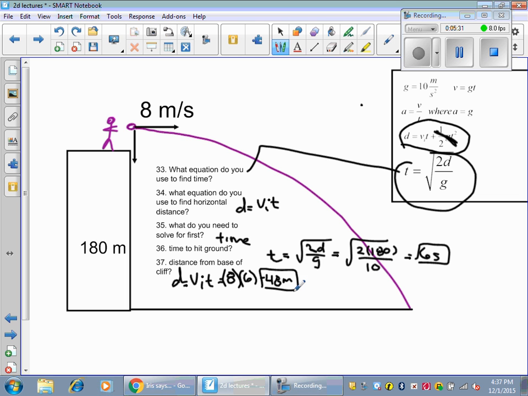This was the lab we did, the projectile lab we did with the ball off the table. Okay, good job. Good luck.